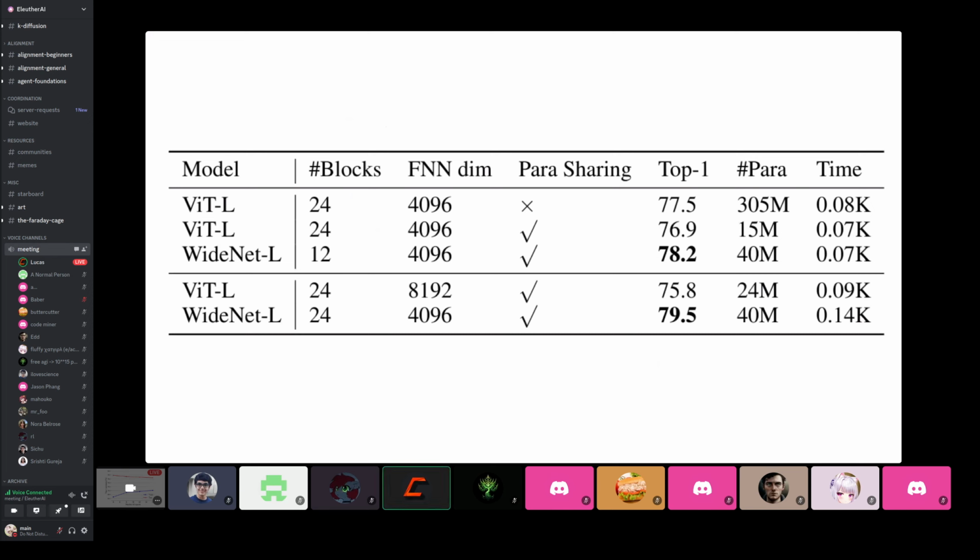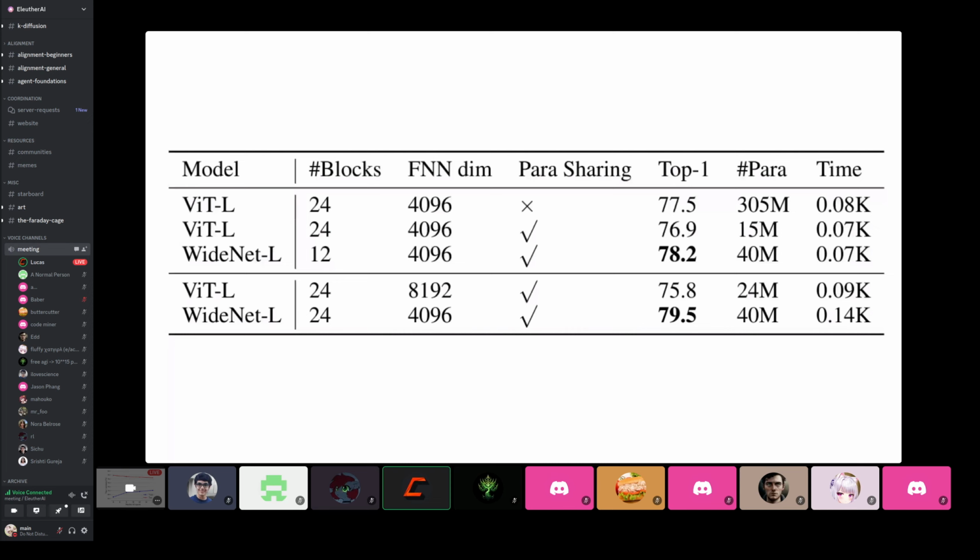So I find the line here between the top and the bottom group a bit difficult, because the two models I love to compare are just the topmost vision transformer and then the bottommost WideNet, because these both have the same depth and the same feed forward dimension. And that's the baseline vision transformer, which gets to 77% top one accuracy. And then we have the WideNet L at 79.5, right? So that's obviously a massive gain.